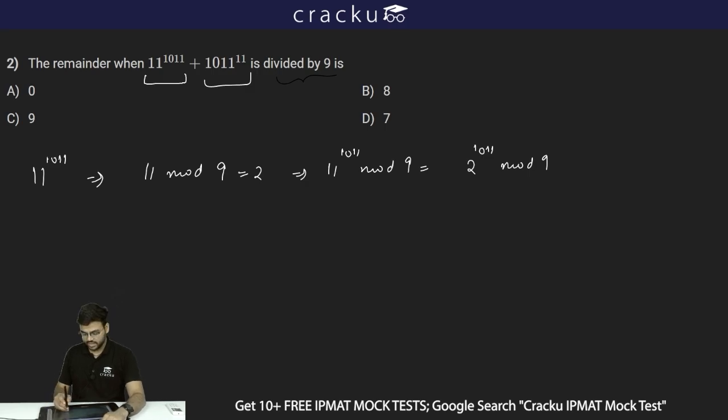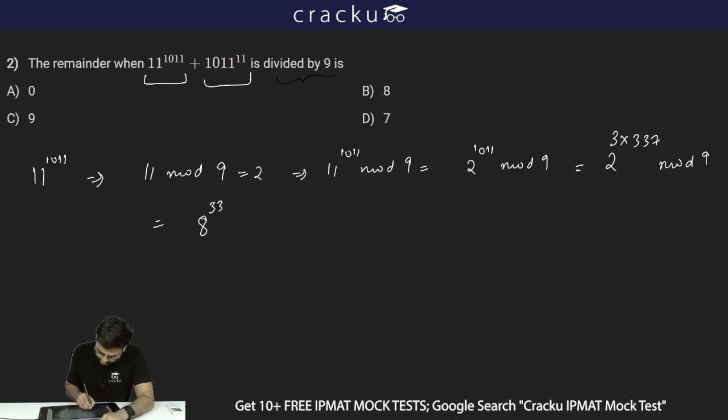Now what I'll do is change this 2 to the power to 8 to the power. So I'll take 3 common from the power. I'll write 2 to the power 3 into 1011 divided by 3, which is 337. So 2 to the power 3 into 337 mod 9. So this is equal to 8 to the power 337 mod 9.